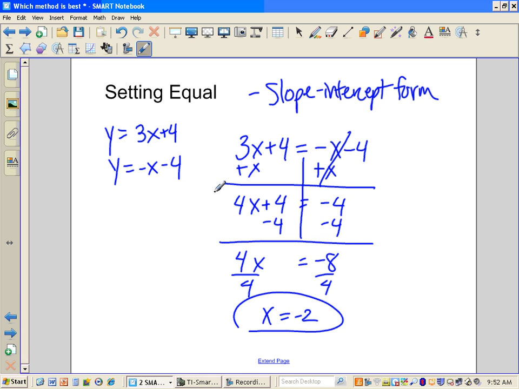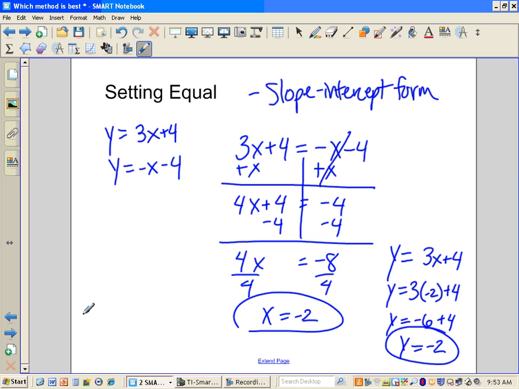Take one of these equations, it doesn't matter which one. I might take y equals 3x plus 4. I'm going to plug in my x value for the x here. So it's going to become 3 times negative 2 plus 4. Well, that becomes negative 6 plus 4, or y also is equal to negative 2. So my intersection point is negative 2, negative 2. And again, I can plug those in here to double check if I had plugged in negative 2 for this x.